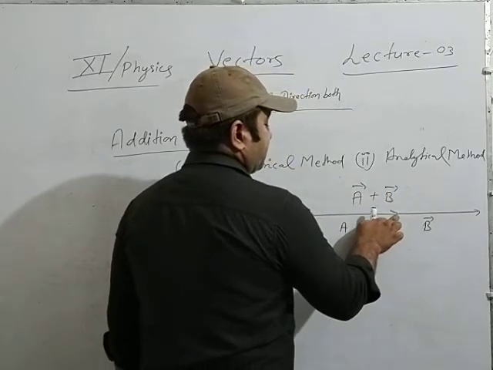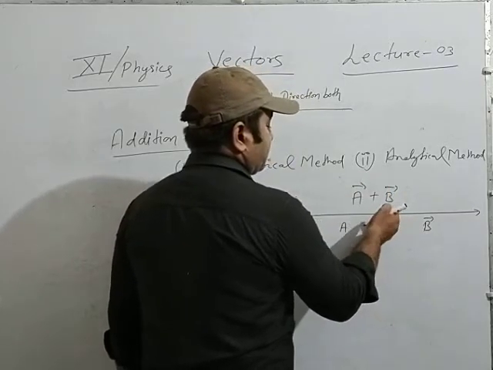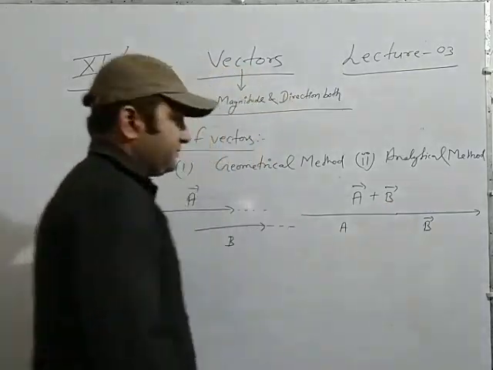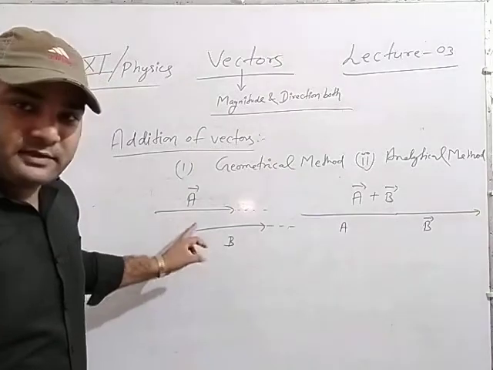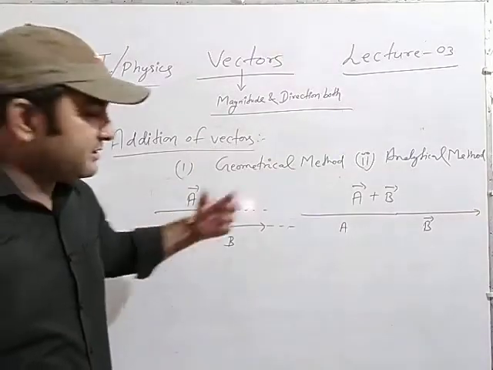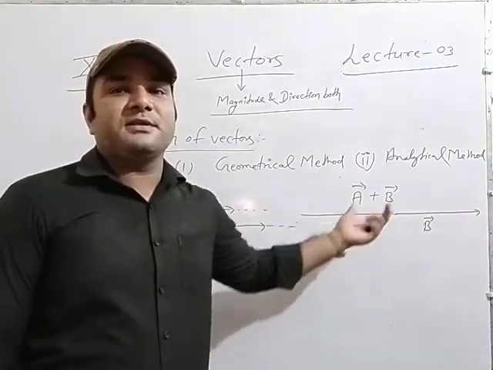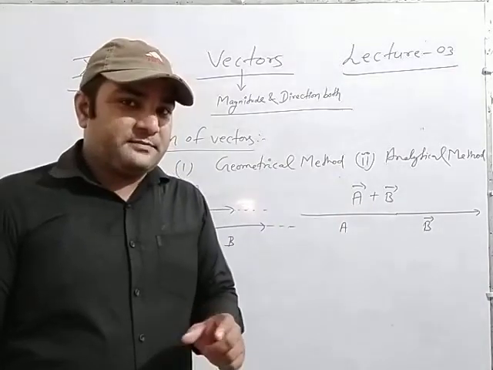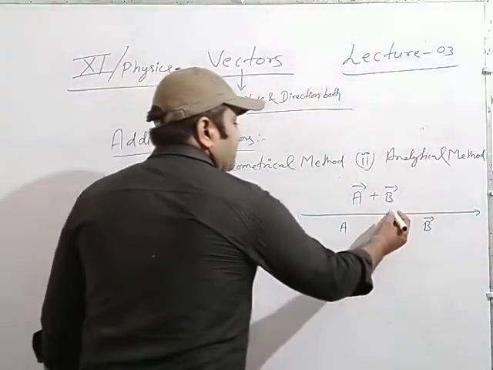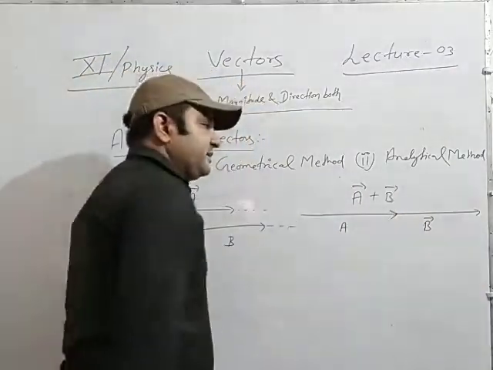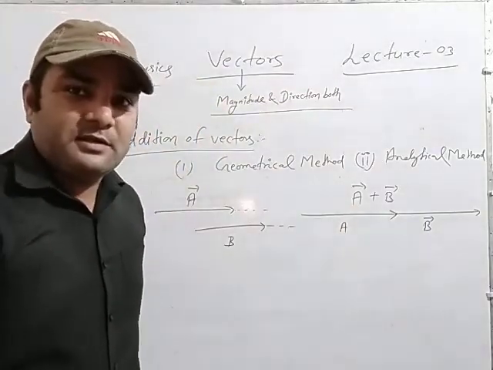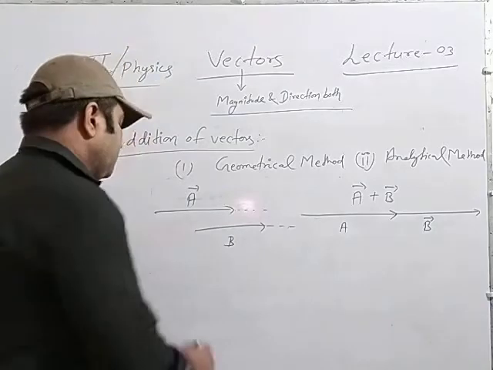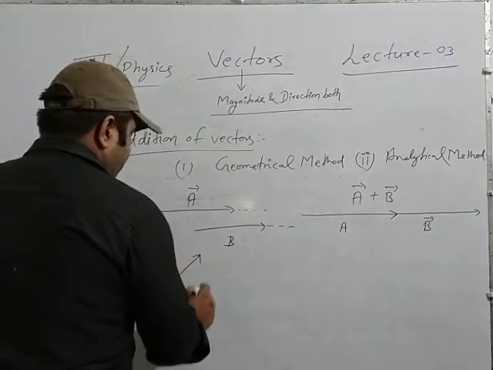And you can erase this one. This is vector A plus B. Clear? In this way, when both the vectors are acting in the same direction, the resultant just simply adds up. In the sense, by keeping the tail of vector B at the head of vector A, this is representing what? A plus B.